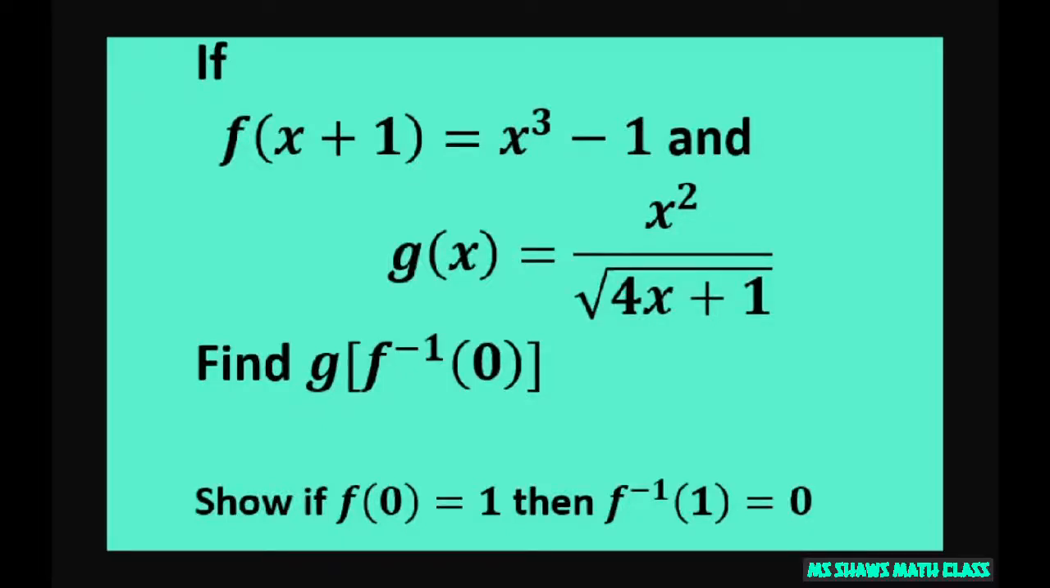One, if f of x plus 1 equals x cubed minus 1, and g of x equals x squared divided by the square root of 4x plus 1, we're going to find g of f inverse of 0. This part right here, I'm going to do first, because this is going to help us do this problem here.